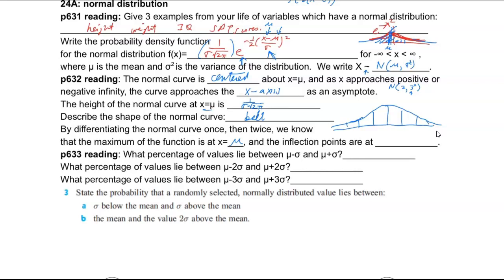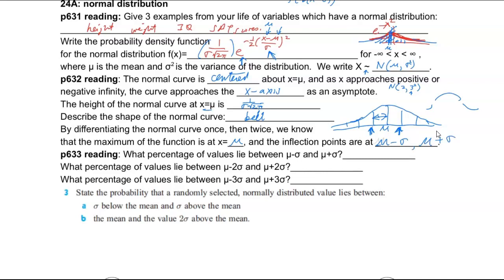The place where concave down becomes concave up turns out to be right here and here, and these are the two values that are separated from the middle value of mu by 1 sigma, because remember each one of these sections is 1 sigma. So this one here is mu minus sigma, and this one here is mu plus sigma.